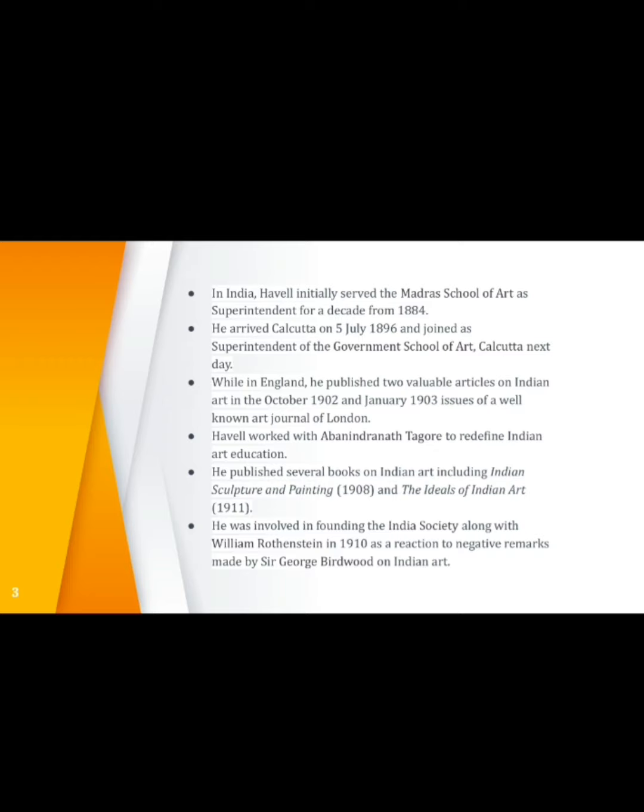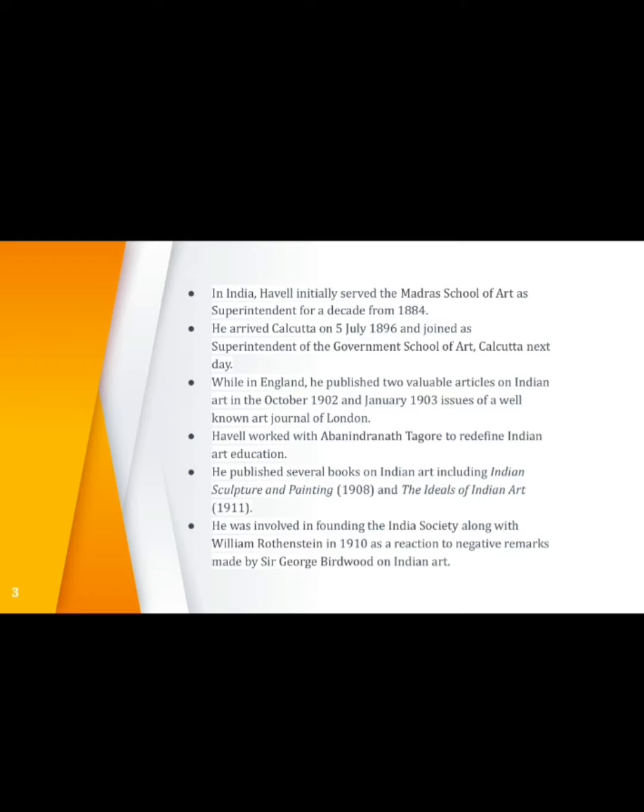In India, Havell initially served the Madras School of Art as a superintendent for a decade from 1884. He also played an important role in Indian art. He arrived in Calcutta on 5th July 1896 and joined as a superintendent of the Government School of Art, Calcutta. In between, he went to England for a year from April 1902 to March 1903. While in England, he published two valuable articles on Indian art in October 1902 and January 1903.